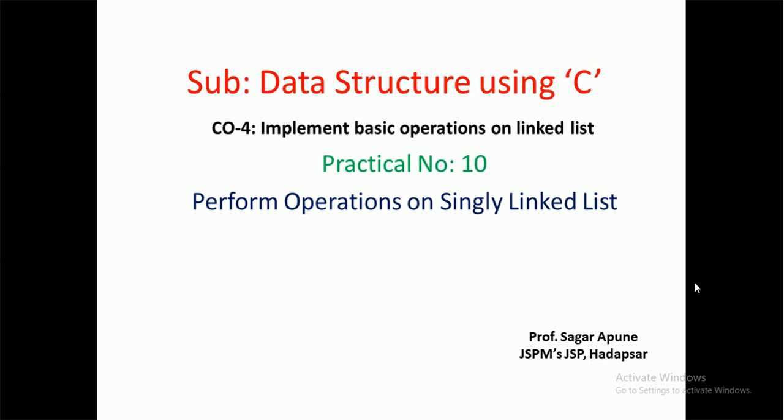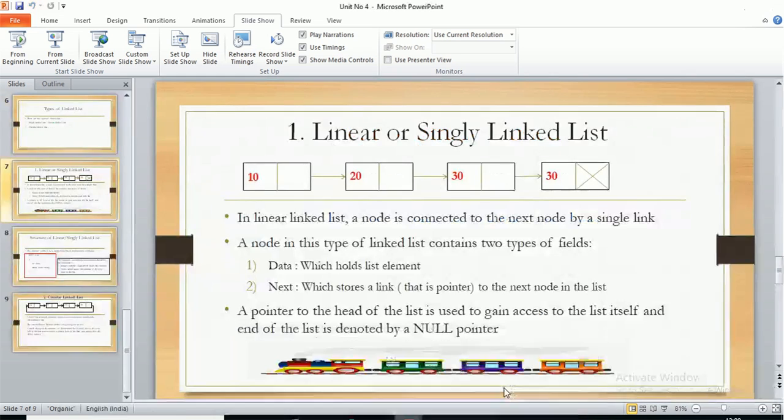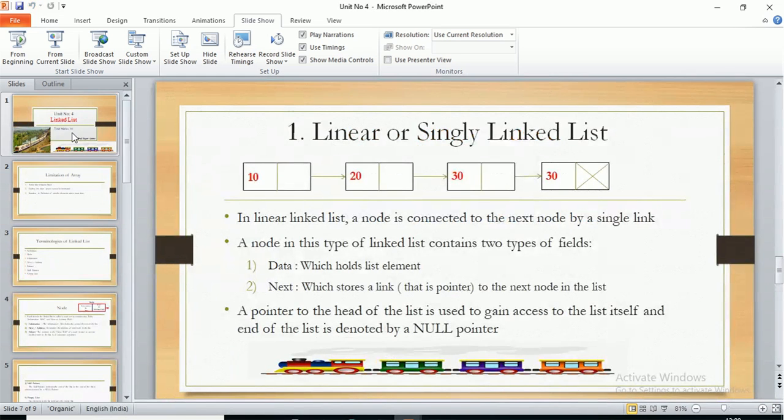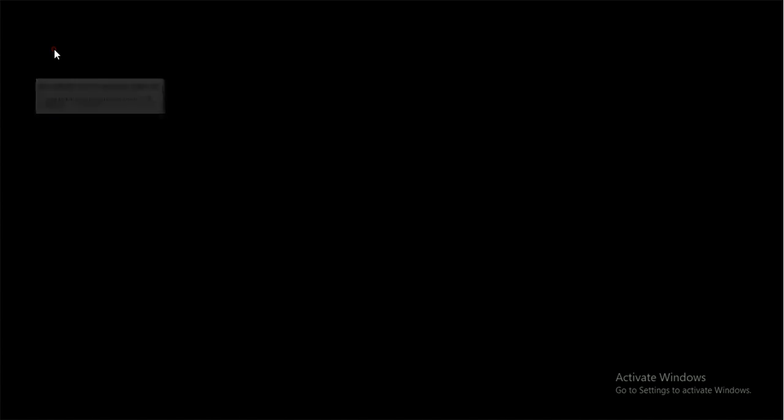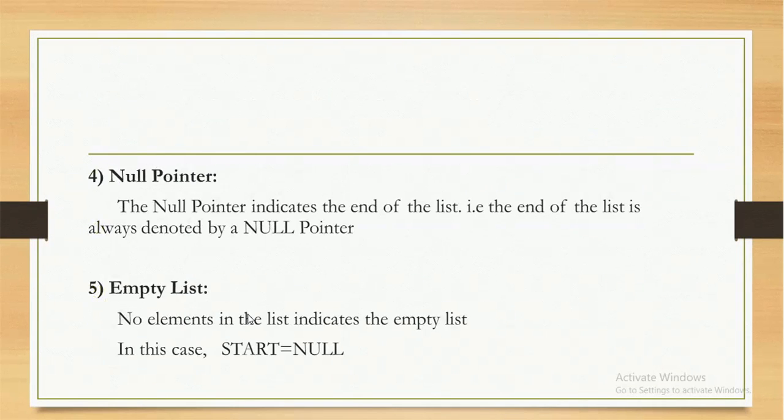So let's start. First, we have to understand what is the meaning of linked list. This is the best example of linked list, that is our local train. This train has a number of compartments which are linked together, means compartment 1 is linked to compartment 2, then compartment 2 is linked to compartment 3, and so on. This same concept is followed in your linked list.